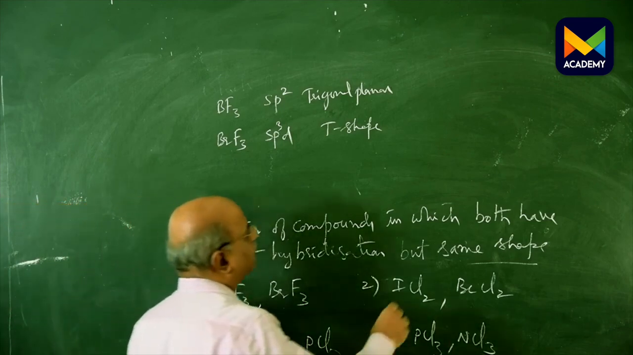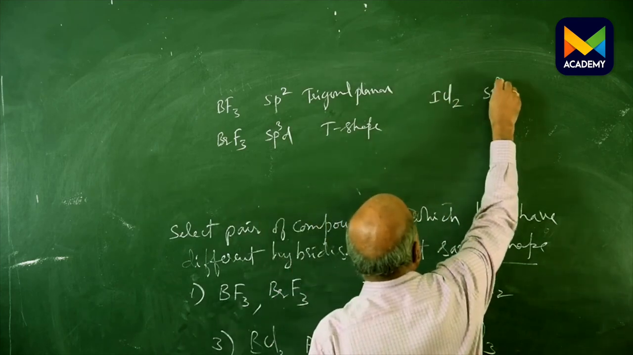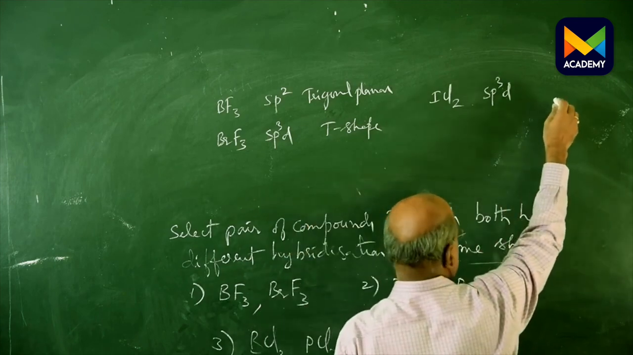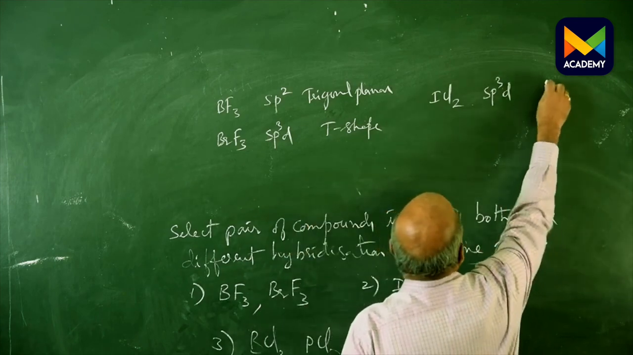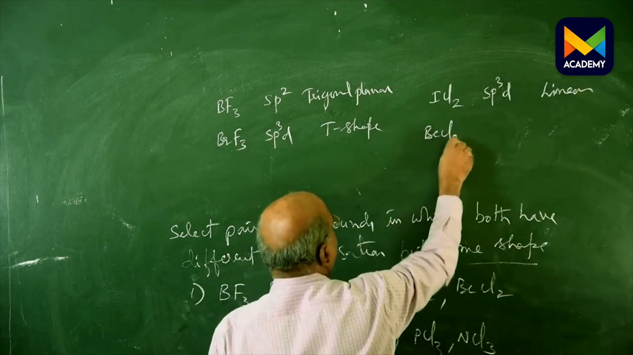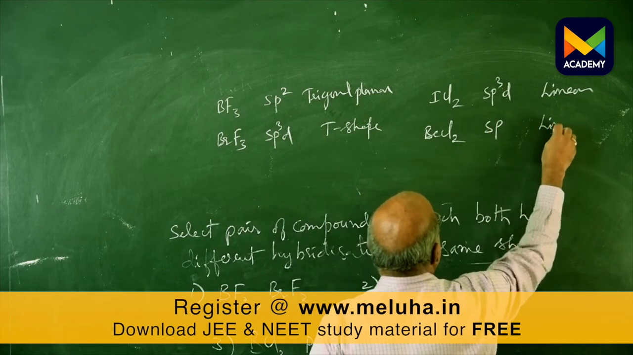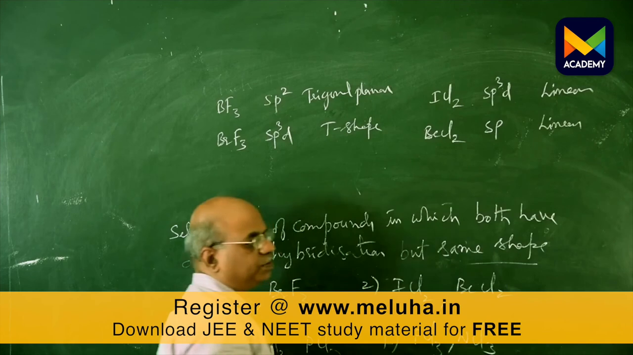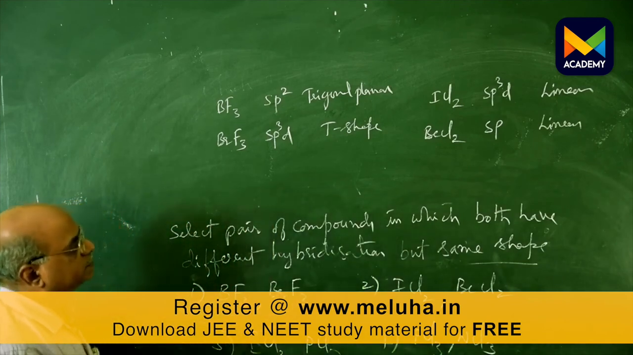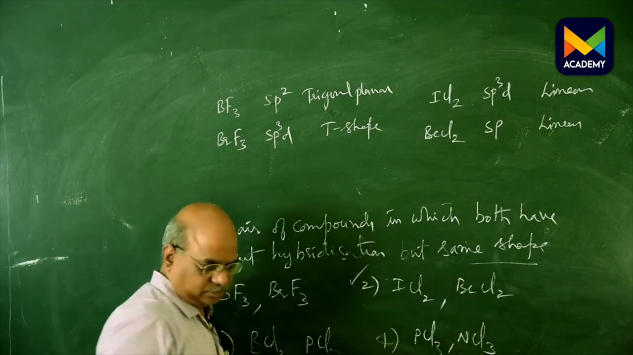Coming to the second one, ICl2. ICl2 is having again sp3d hybridization and it is linear in shape. Whereas beryllium chloride is sp hybridization, linear shape. So this becomes the answer because the shape is the same for both of them, ICl2 and BeCl2. This must be the answer here, therefore.